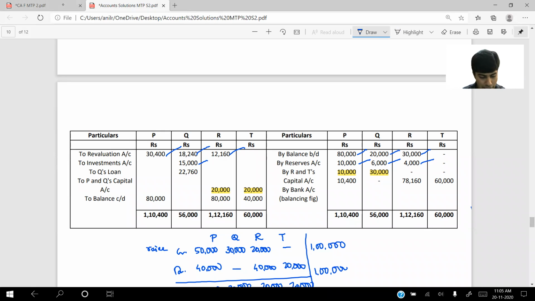Got it? Then we have to transfer his loan also to his account, Q's loan account. Then that's it. Whatever we get in each of the partners' capital accounts is the balancing figure. They would have to bring in so much money, or if there is excess, they'll take so much money. Balance carried. The capitals are supposed to be in profit sharing ratio. 80, 20, 30 is there, no? This comes to 1,30,000.